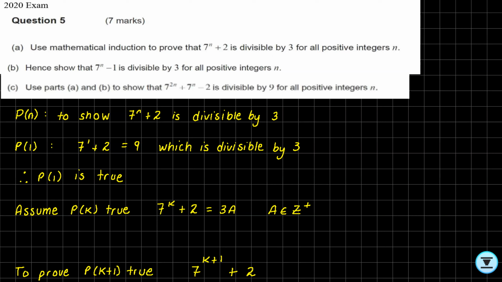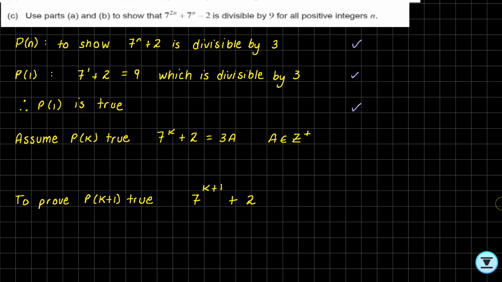Okay, another great example here of the divisibility one. So pre-filled in the basics. Once again, you need to make sure that you've made your PN statement. You proved that P1 is true. You've said that P1 is true. Then we're going to assume that PK is true.